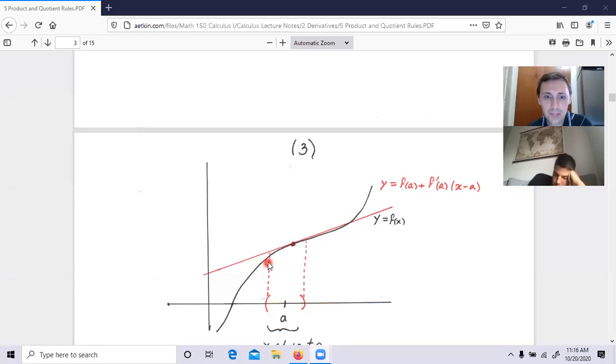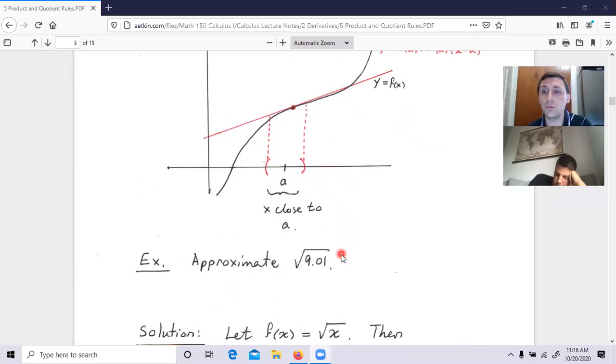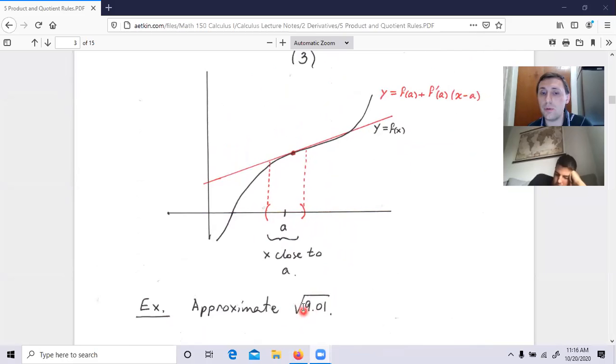So do you understand what I mean? In this interval, the red line and the black curve look very similar to us. Of course, if you zoom in even more, it will be even more so. So I use the red line to calculate instead of the black curve, and that can be easier. Let me give you a quick example of how that works. Suppose that I want to calculate the root of 9.01. Are you with me, guys?